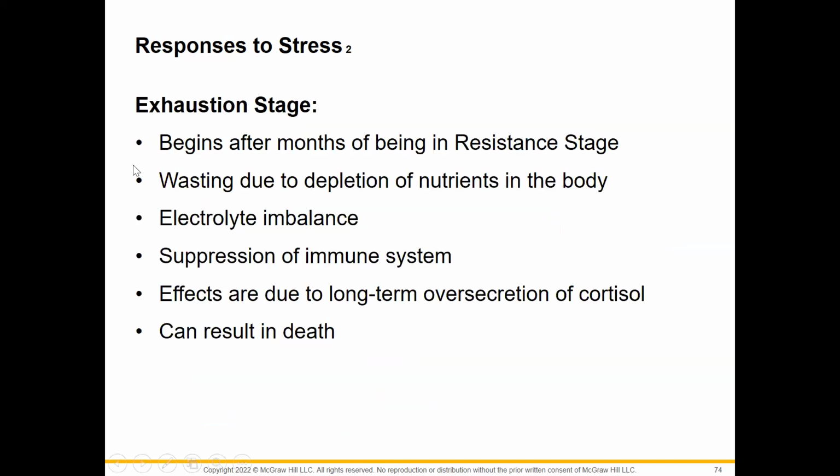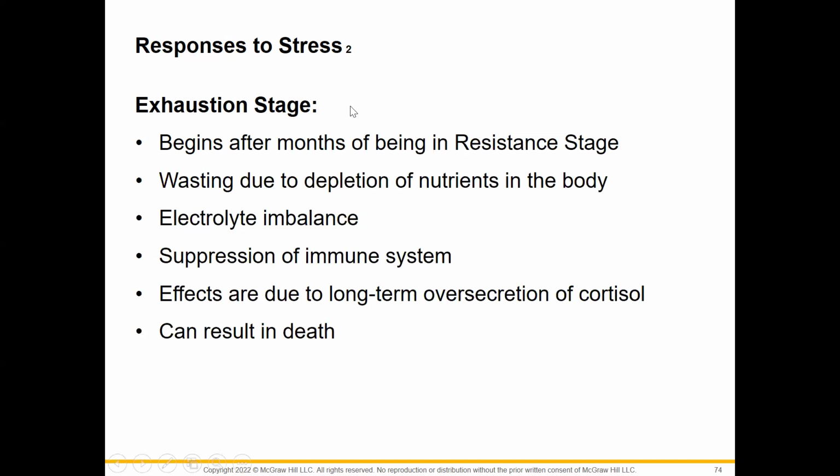Then you have the exhaustion stage. The exhaustion stage is a stage that you really don't want to get to. You know that fatigue, or that, oh goodness, I'm forgetting, burnout. This is sort of part of what's happening in burnout. Not completely, but have that as a part of your thought process as we go through it.